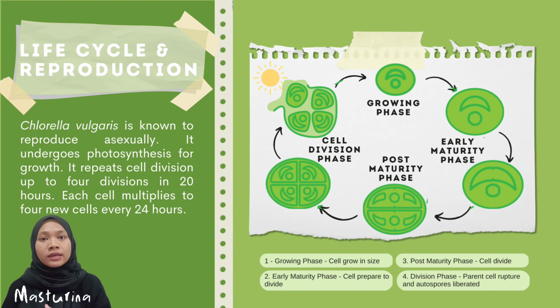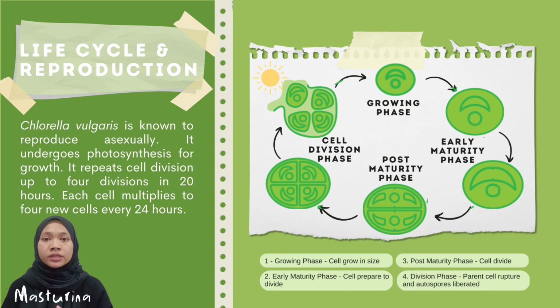Chlorella vulgaris is known to multiply efficiently through asexual reproduction with the aid of photosynthesis. Its life cycle starts from the growth phase, where the cell grows in size. Second, the early maturity phase, where the cell prepares to divide. Third is the post-maturity phase, where the single cell divides, making multiple autospores. And the last one is the division phase, where the parent cell wall ruptures and the autospores are liberated from the parent cell to form new vegetative cells.